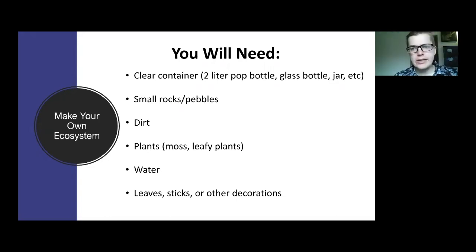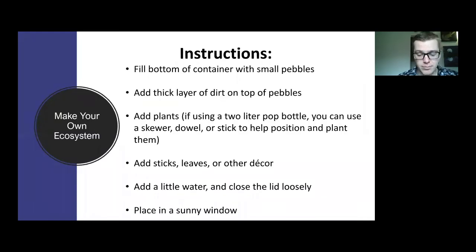All that you're going to need is some sort of clear container. I used a 2-liter pop bottle, but it could be anything like a glass bottle, a jar, any sort of clear container. You're also going to need some small rocks or pebbles, some dirt, some plants. This could be something like a moss, or it could be leafy plants, maybe a flowering plant, a weed you find in your backyard. Anything will work. You're going to need some water, and then also some leaves, sticks, rocks, or other decorations. It's a really simple process to put this bottle together. It's just a couple of steps.